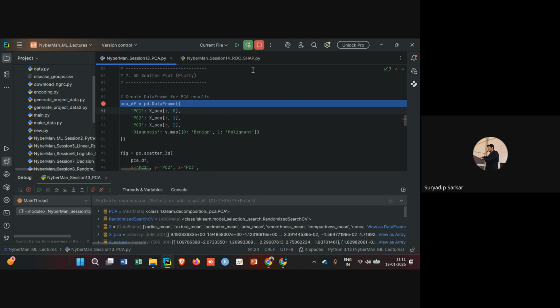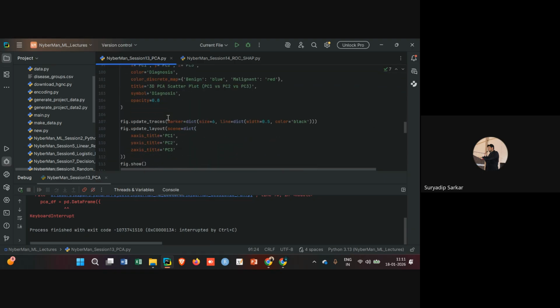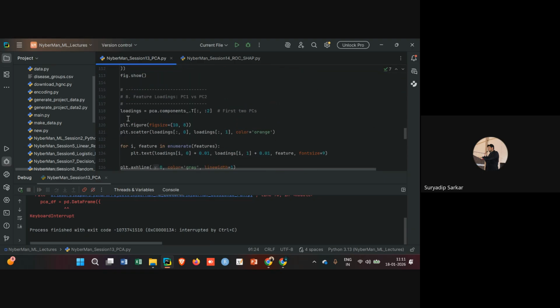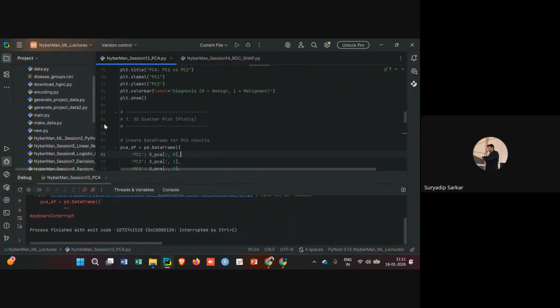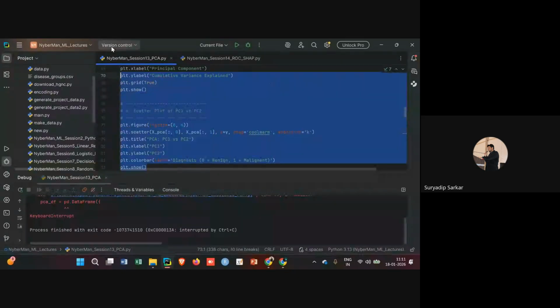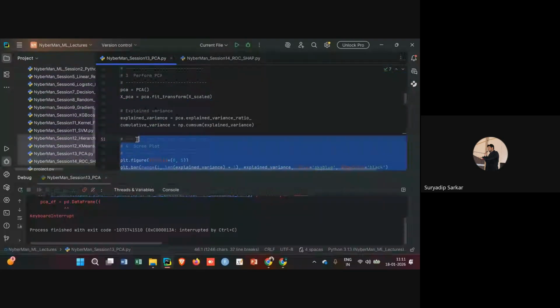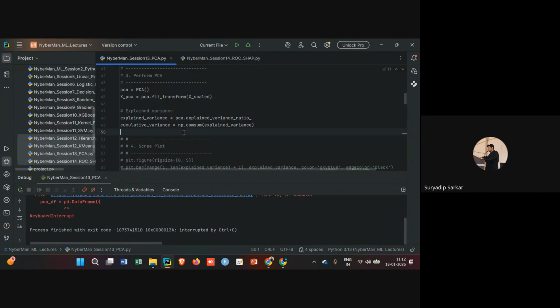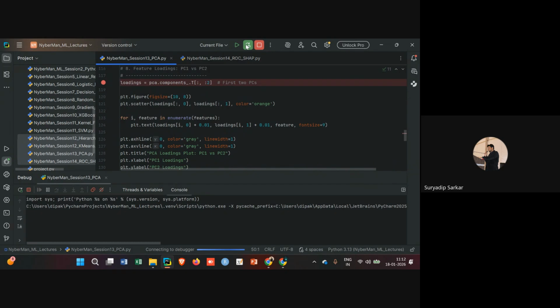Okay, so let me stop this. Let me remove the breakpoint from here and put a breakpoint here at 180. Okay, and I don't want to see all these plots again, so let me comment these out. Let me comment this entire region so that we can save some time. And now let me hit debug.